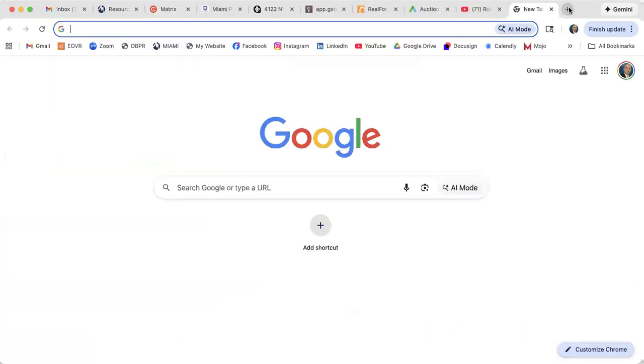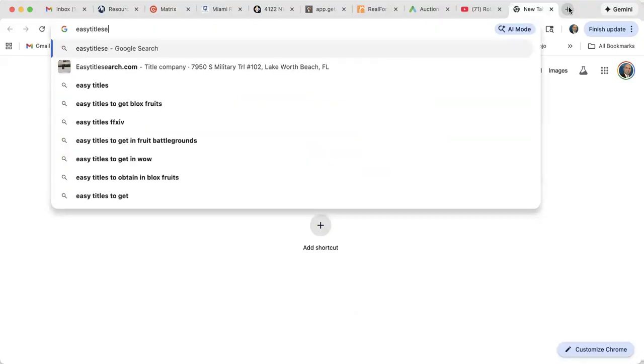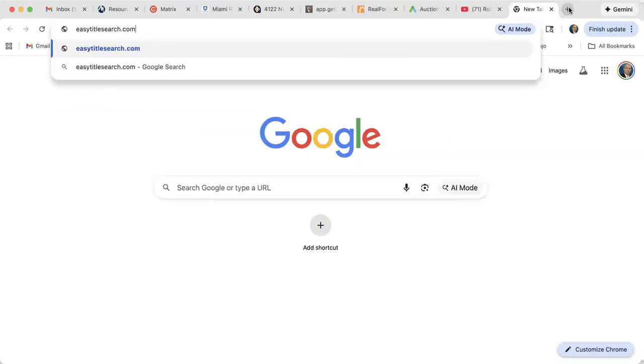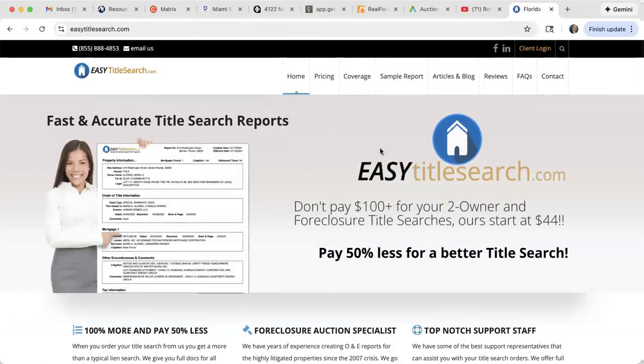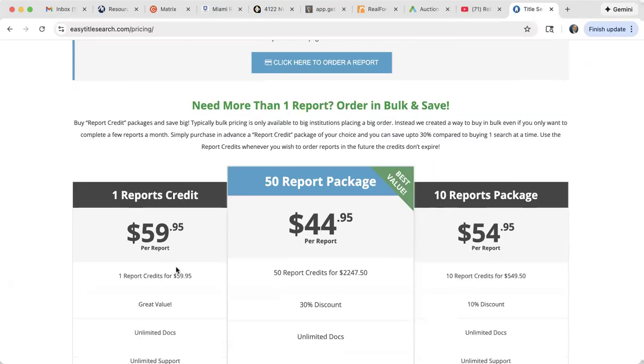Let me give you a tip. EasyTitleSearch.com is a great website where you can purchase a title search for only $60. If you go to a title company and ask them to do a title search, they may charge you $150, $200 or whatnot. So you can get a complete title search with a 24-hour turnaround time for $60. What does a title search do?